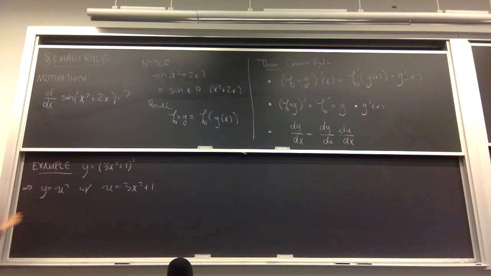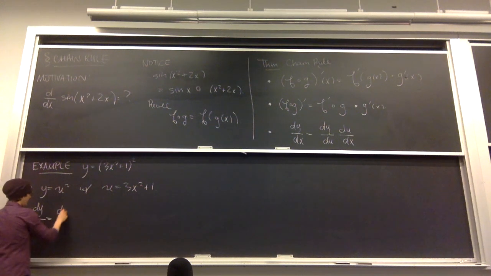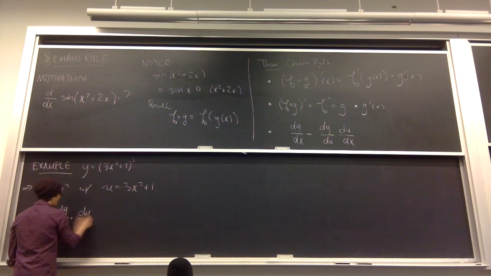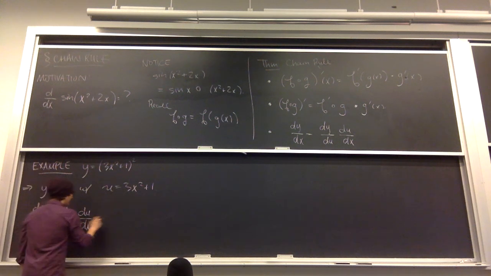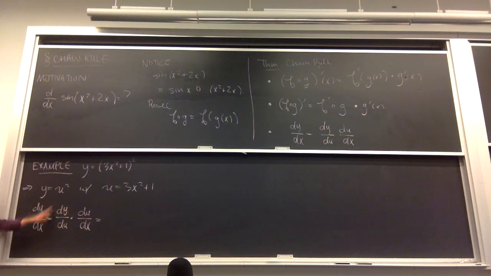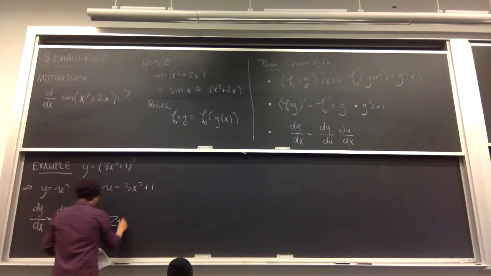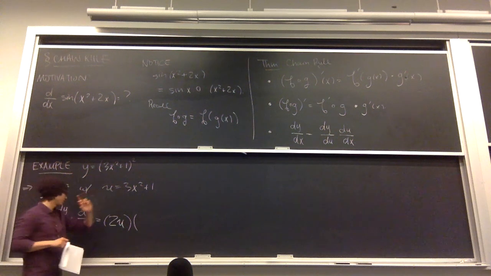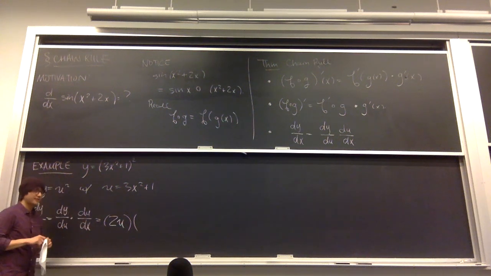Okay, so the bottom rule there says the derivative of y with respect to x is going to be equal to the derivative of y with respect to u times the derivative of u with respect to x. All right, so what is the derivative of y with respect to u? Well, what's the derivative of u squared? 2u. Okay, I got u is 3x squared plus 1. What's the derivative of u with respect to x? 6x. Plus 0, yeah.